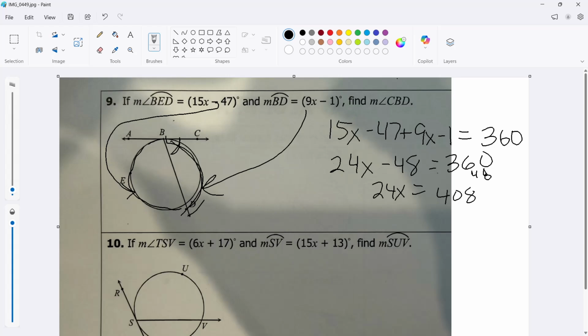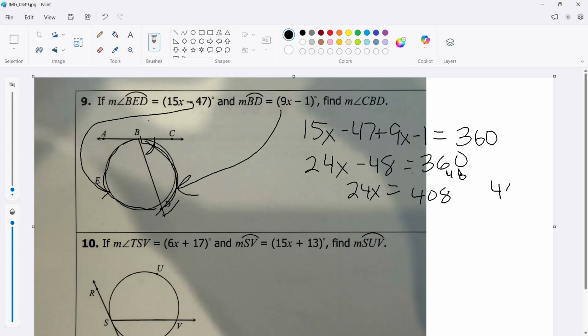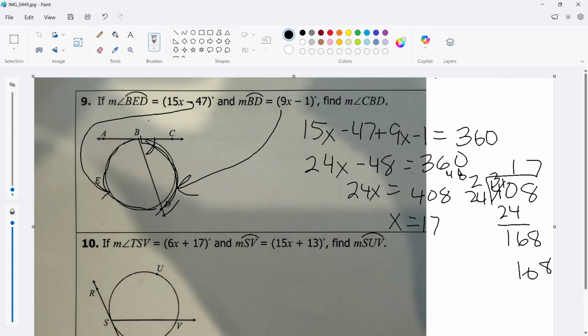And how do I get... 15 plus 9, isn't it? Yeah. So let's see, 408 divided by 24. I should really do this on a calculator. Let's see. Now, wait a minute. 24 times 17 is 408. So x is 17. I've got it. You could have just done that on a calculator.